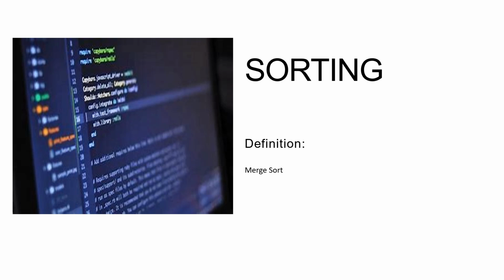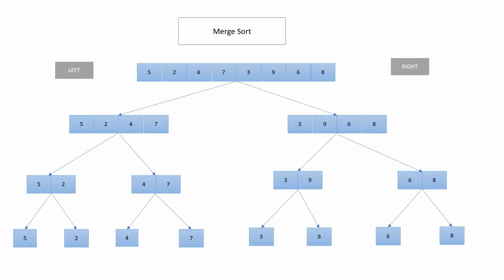So today we learn how to implement merge sort. This is the array we need to sort. I created a left variable which denotes the start of the array, and a right variable which denotes the last element of the array. So we call merge sort.